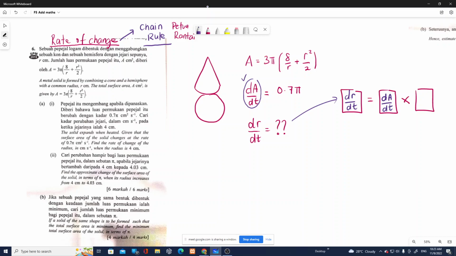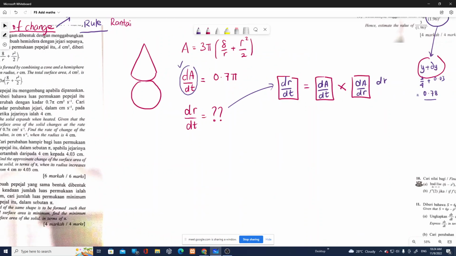Okay, and what is missing over here? Do you know? Is it dA over dr? Okay, dA over dr, you got the letters correct. But is the order dA over dr or dr over dA? Which one is correct between these two? If I look back at chain rule, then dr in this case is similar to dy, so maybe dr over dA.